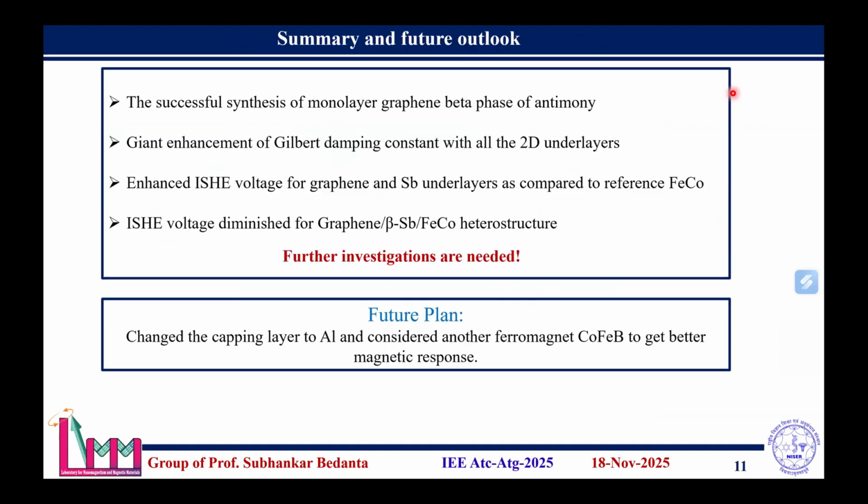So in summary, I can say that we have successfully synthesized the monolayer of graphene and beta antimony, and we have observed a giant enhancement of the Gilbert damping constant with all the 2D layers, like for graphene, antimony, and beta antimony. Then we saw enhanced ISHE voltage for graphene as well as antimony underlayer as compared to the reference ferromagnetic FeCo layer. However, the ISHE voltage is diminished where we expected to get a greater signal.